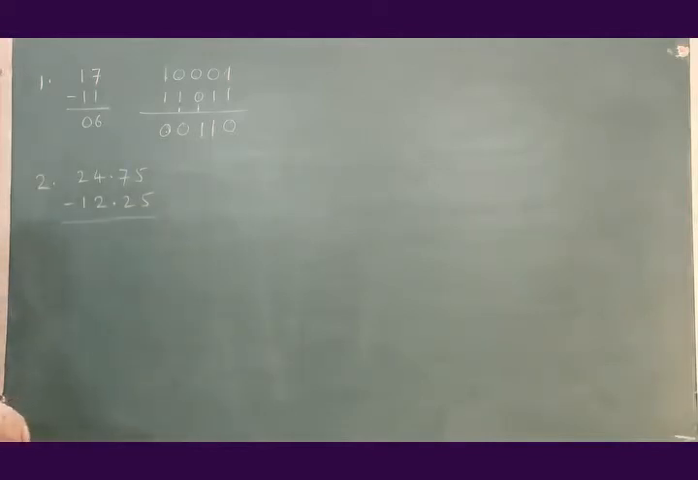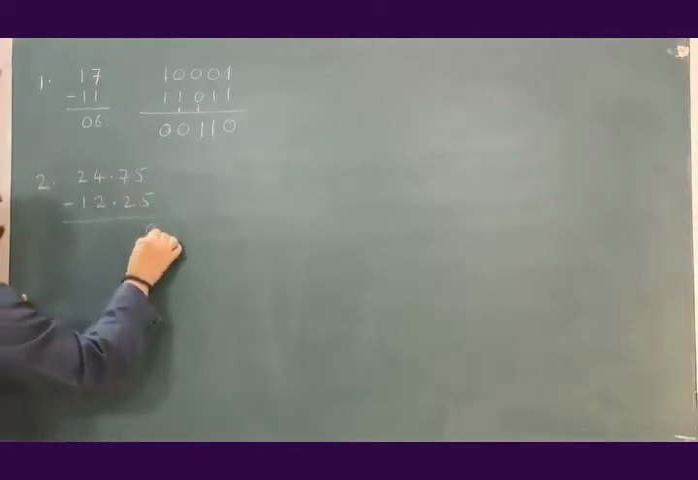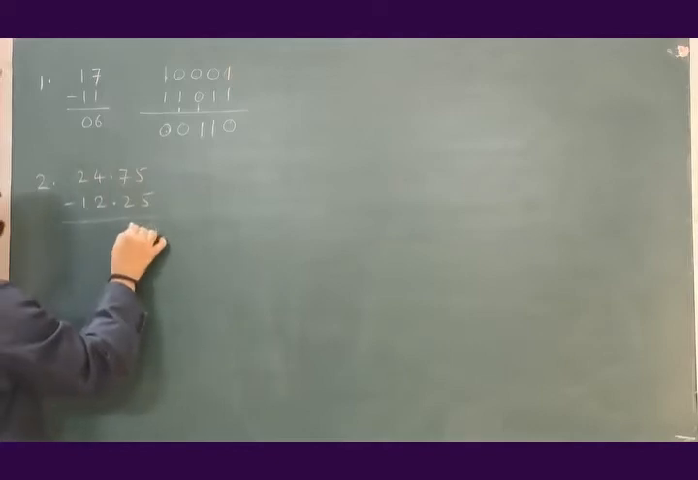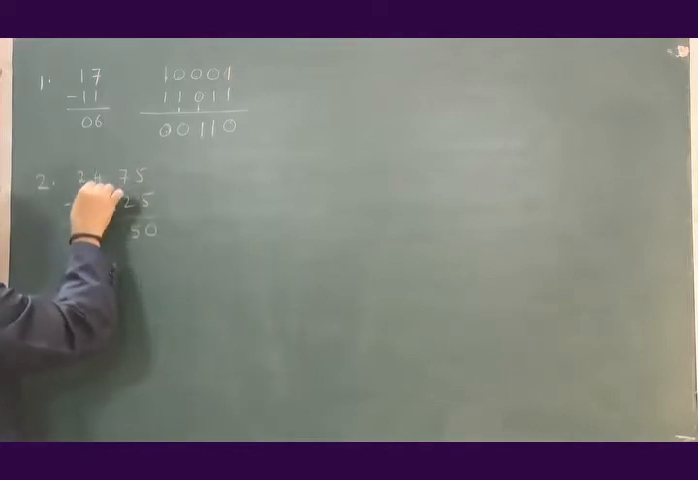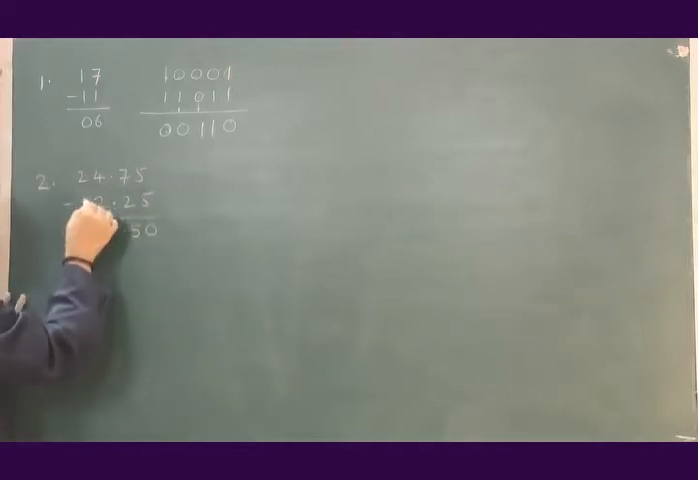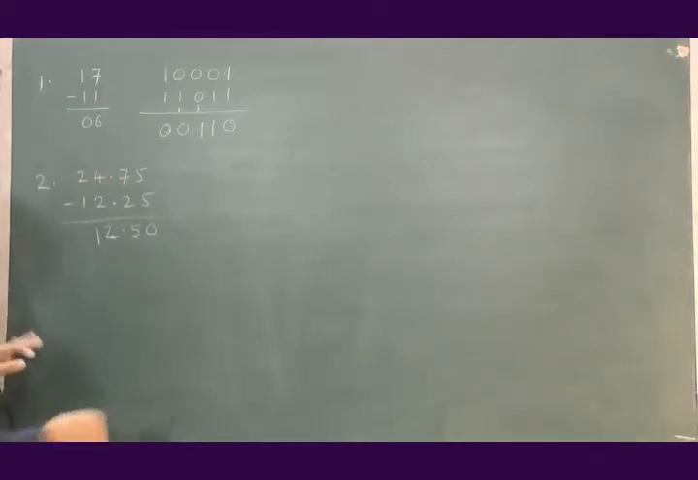24.75 minus 12.25. In decimal: 5 minus 5, 0. 7 minus 2, 5. 4 minus 2, 2. 2 minus 1, 1. The answer is 12.5.